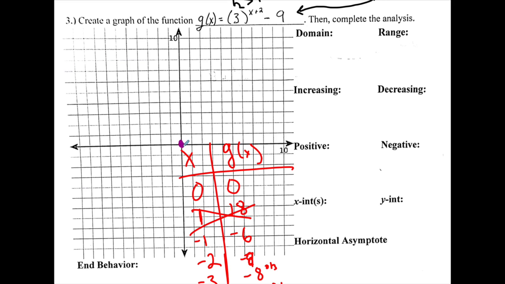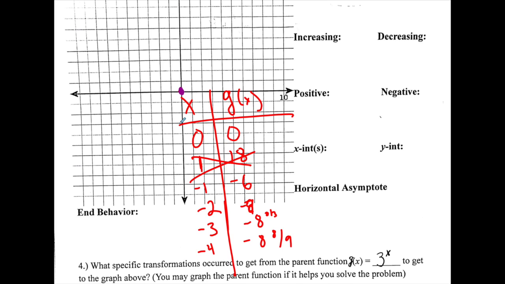So I've got 0, 0. And 1, 18 was already way off the graph, so we'll have to figure that out. Negative 1, negative 6, I should say. Then negative 2, 0.